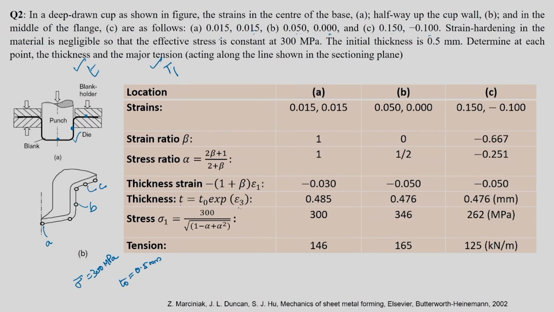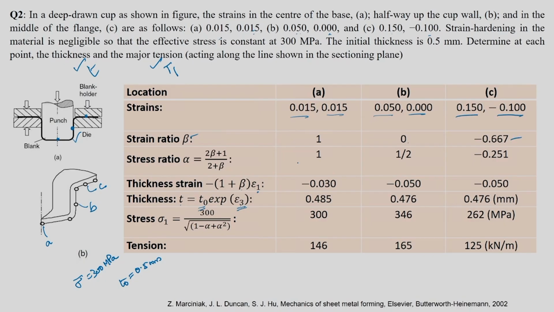So now here you need to get epsilon 3 because T naught is known to you, T naught is already given. Epsilon 3 has to be found out. So epsilon 3 is nothing but minus of 1 plus beta into epsilon 1, right? For this, beta should be known, and epsilon 1 also should be known, which is already given for each point. So how do you get beta now? Beta is nothing but 0.015 divided by 0.015, then 0 divided by 0.05 which is 0, minus 0.1 divided by 0.15 which is minus 0.667.